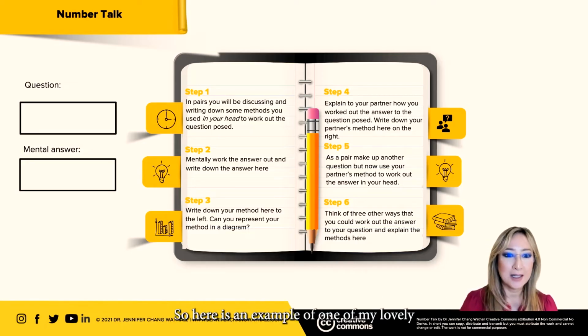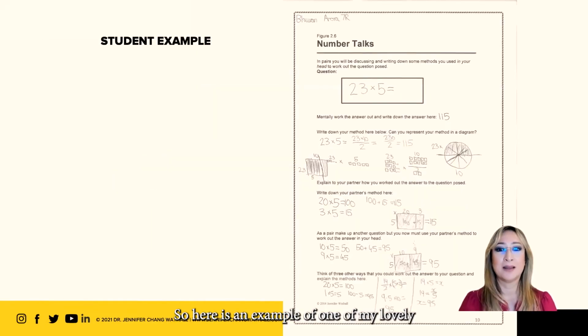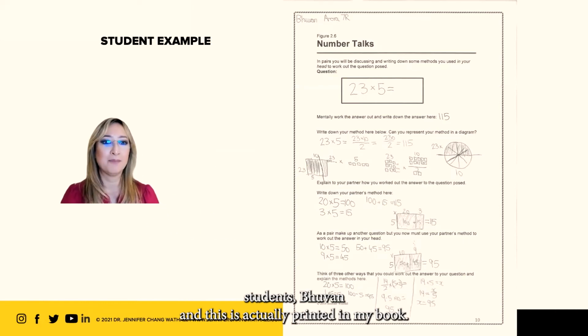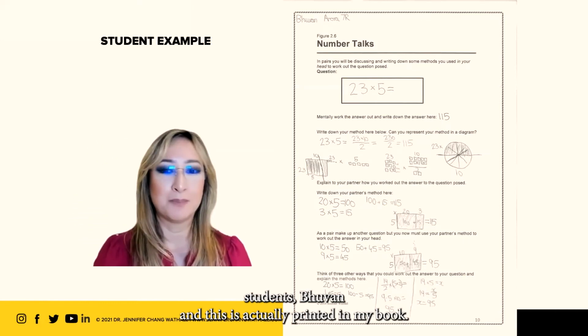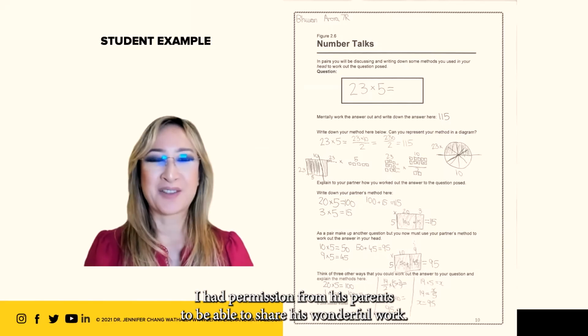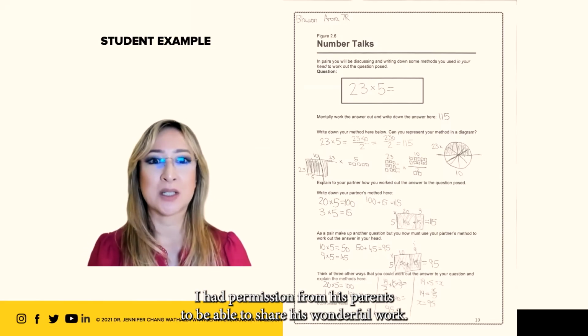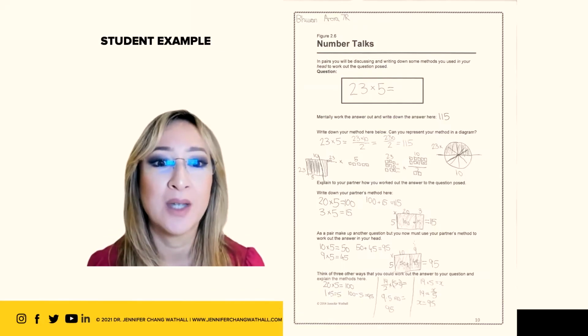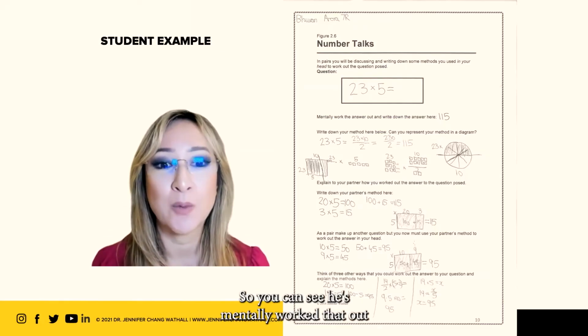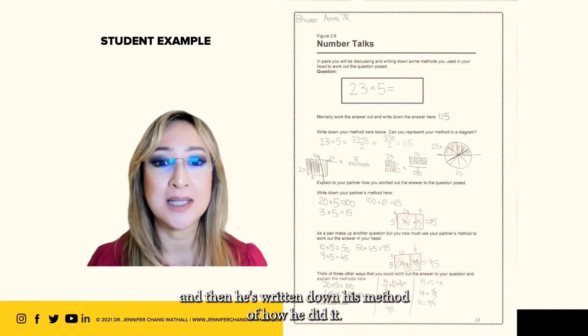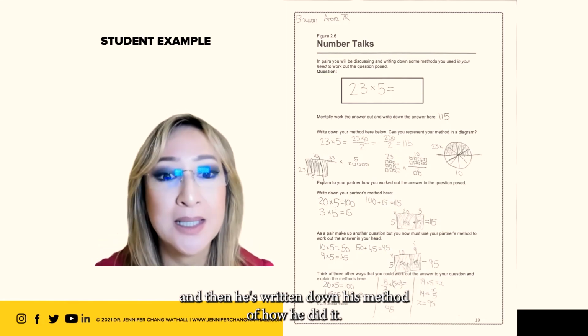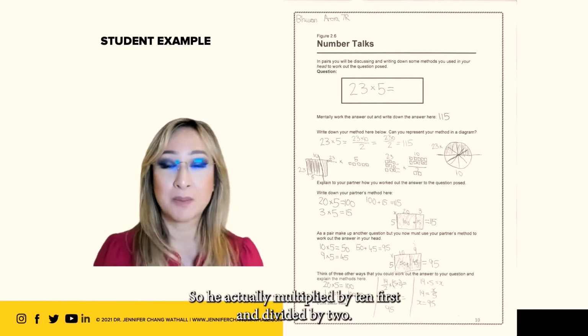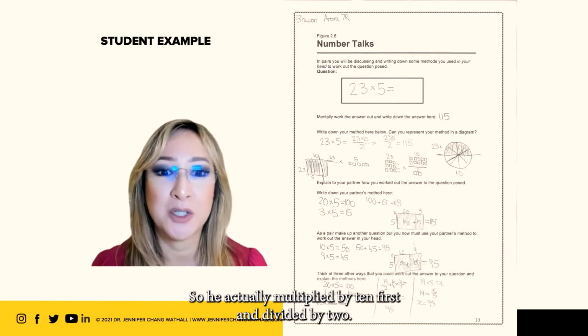So here is an example of one of my lovely past students, Bhuvan. And this is actually printed in my book. I had permission from his parents to be able to share his wonderful work. And we started off with the number talk 23 times 5. So you can see he's mentally worked that out. And then he's written down his method of how he did it. So he actually multiplied by 10 first and divided by 2.